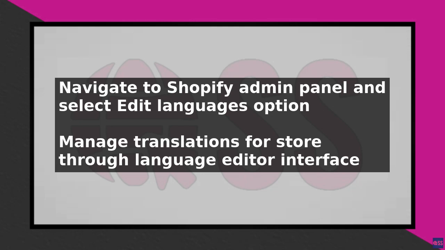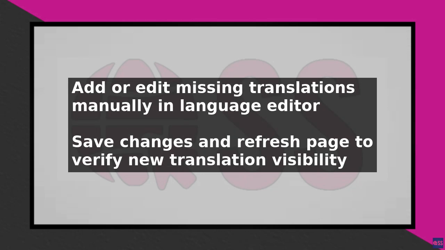Click on the language that is missing the translation and then search for the missing phrase or string. If the phrase is not found, you can add it manually by clicking the Add a Translation button. Enter the missing translation in the text box provided and click Save.